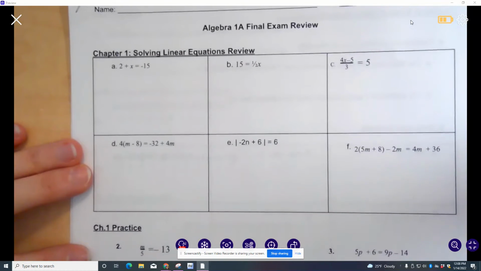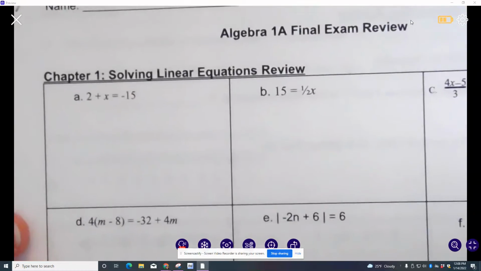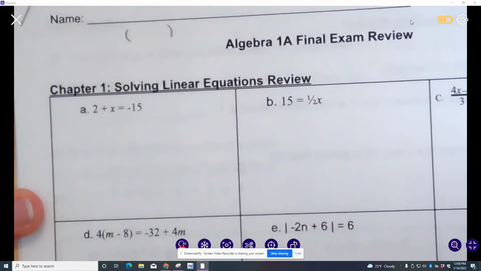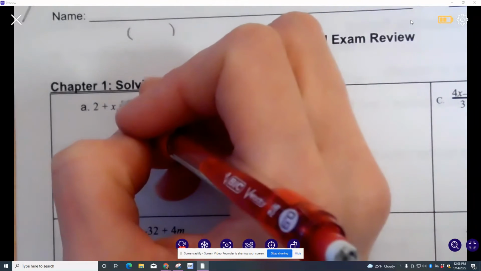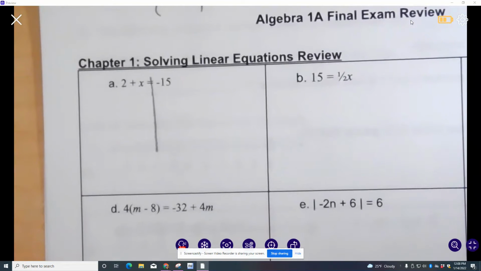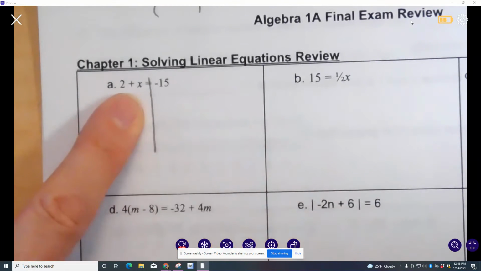So when we're solving equations, the first thing you want to check for in all problems or equations is parentheses. So you want to look for your parentheses first. When I look at this equation, I do not have parentheses. I recommend you draw the line where your equal sign is, makes it easier to keep track of everything. So no parentheses. Next thing you want to check is find your variables.